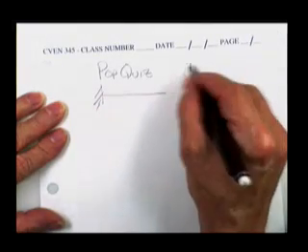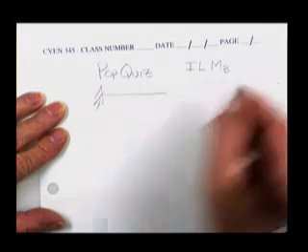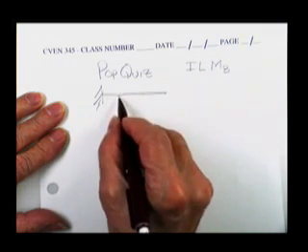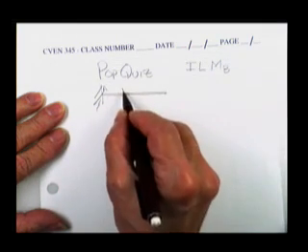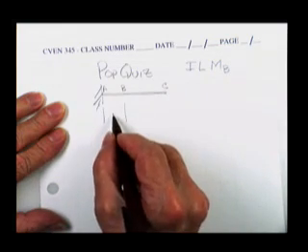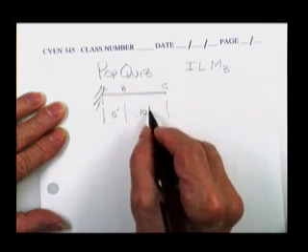I want an influence line for the moment at B. This is point A, here's point B, here's point C. Point A is 5 feet over, and point C is 10 feet over.